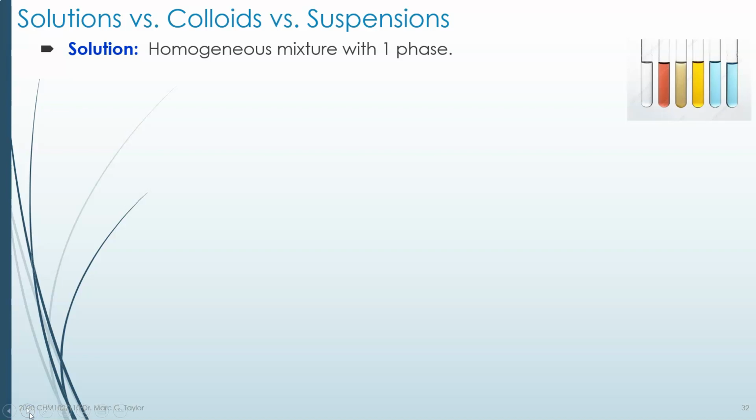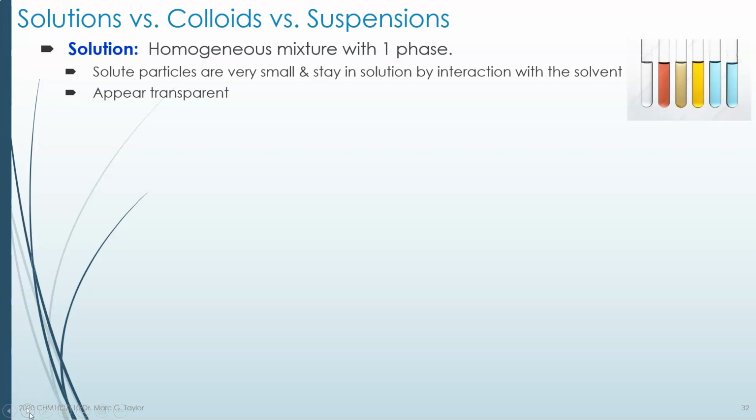So we've already talked about solutions. Solutions are homogeneous mixtures. They have one phase, and the particles dissolved in the solution are very, very small, so they stay in solution by interaction with the solvent. Solutions will appear transparent. They may have a color. Most solutions do not, but light will go through them quite easily, and you can pretty much read through the solutions. Examples of a solution are things you already know about: sugars dissolved in water like glucose, or salts dissolved in water like saline solution.